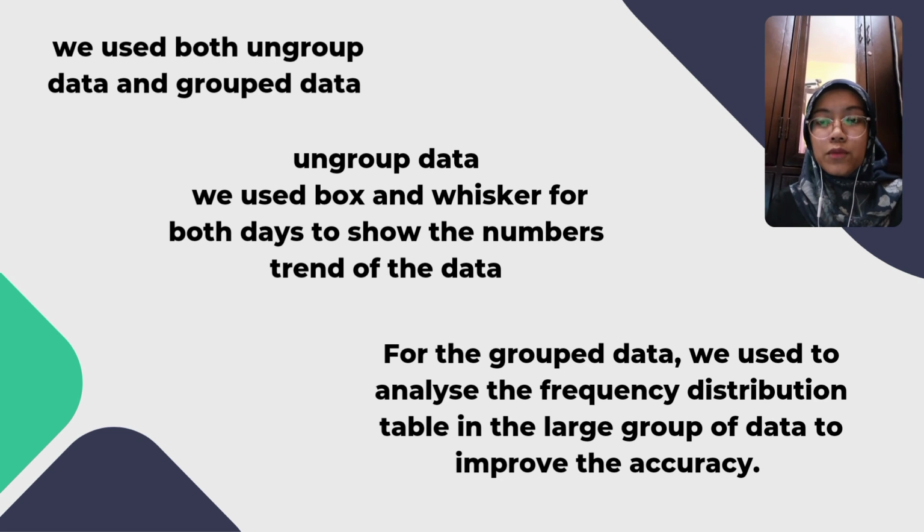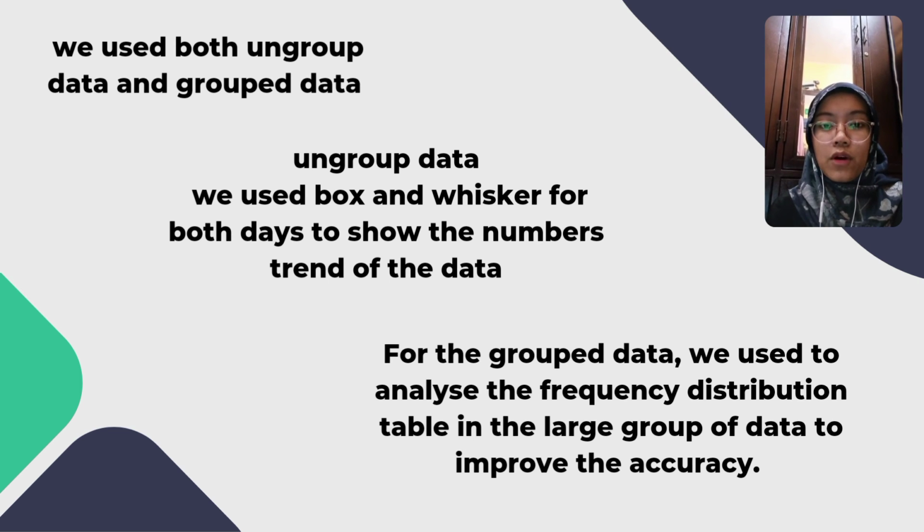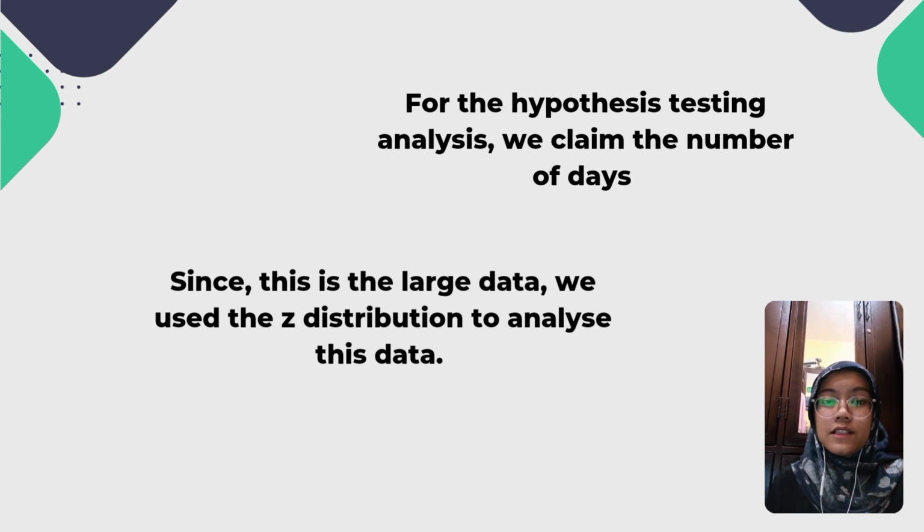We will be using both ungroup data and group data to find the means, variance, and standard deviation. By using the ungroup data, we use the box and whiskers for both days to show the trend of the data. And for the group data, we analyze the frequency distribution table in the large group of data to improve the accuracy. For the hypothesis testing analysis, we claim the number of days. Since this is a large data, we use the Z distribution to analyze this data.